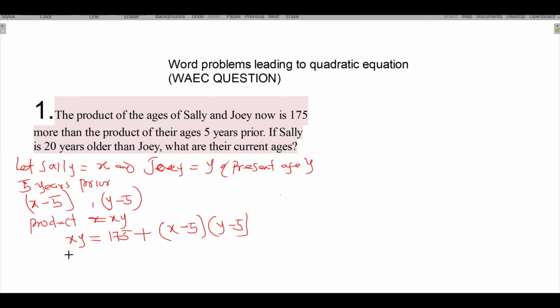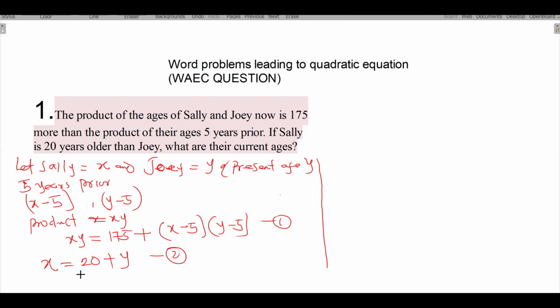Now the second one says that Sally is 20 years older than Joel. Sally, that's X, is 20 years older. That means she is 20 years older than Joel. That means that's 20 plus Joel, that's Y. That means X is 20 plus Y. That means Sally equals 20 plus Joel. So let's simplify this. Let's say this is equation 1 and this is equation 2.